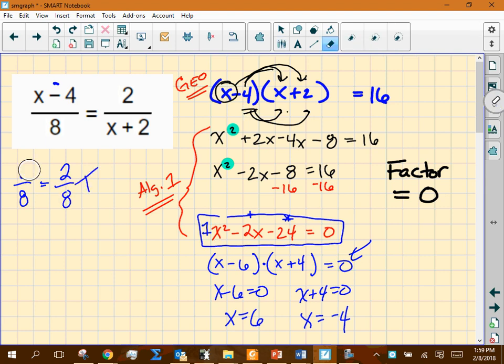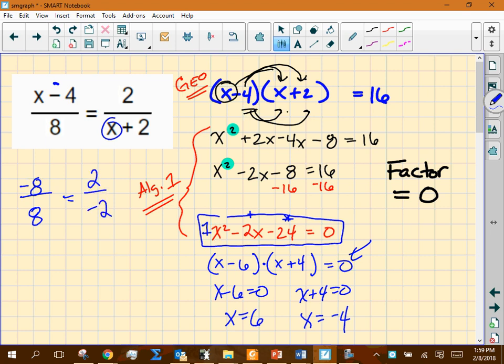Yes. Okay. What if x was negative 4? What do I get if I put negative 4 right here for that x? What's negative 4 minus 4? Negative 8. And what do I get if I put negative 4 right here? What's negative 4 plus 2? Negative 2. Are those two things equal? Yeah, they both reduce to what? Negative 1. Okay. So that is verification that both those things are answers. All right.